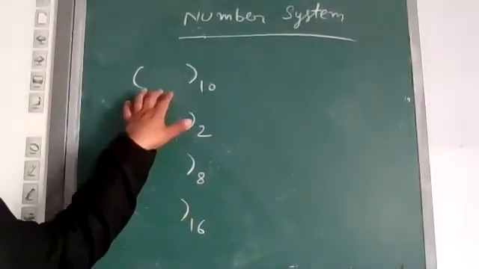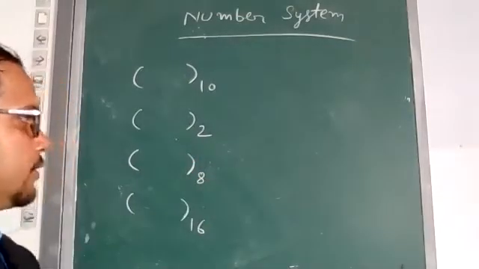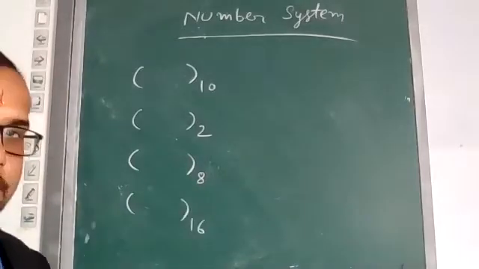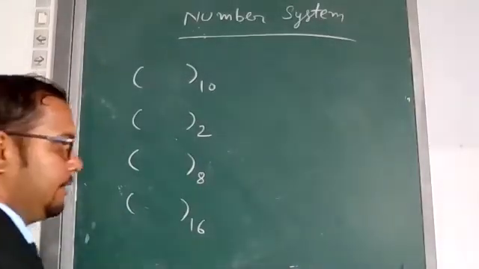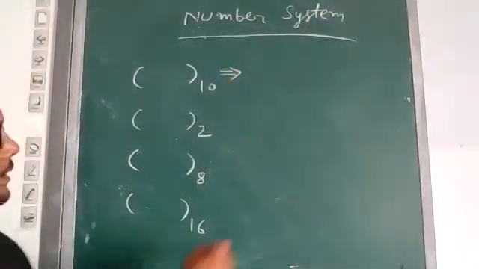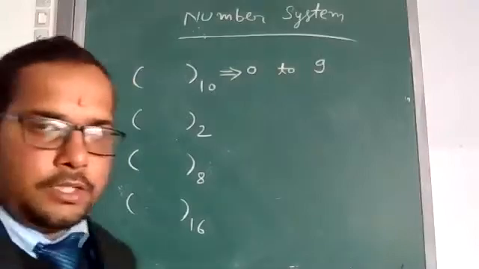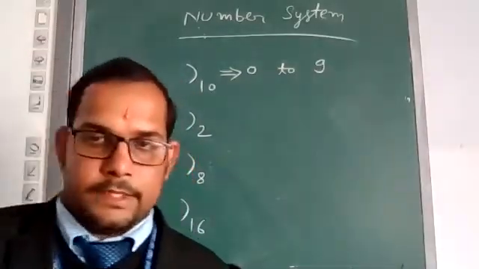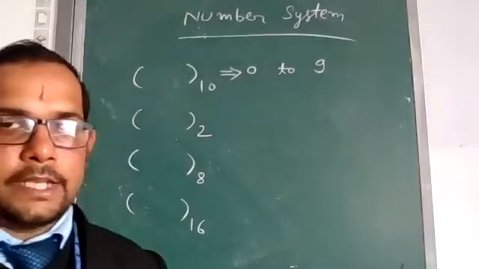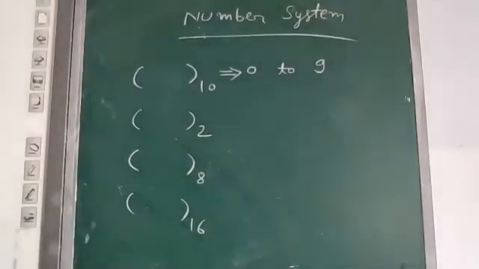One is base 10, that is the decimal number system. Second, base 2, that means the binary number system. Base 8 means the octal number system, and base 16 is the hexadecimal number system. The base 10 number system represents numbers from 0 to 9, starting from 0 and finishing at 9. It considers all the whole numbers, because whole numbers start from 0.